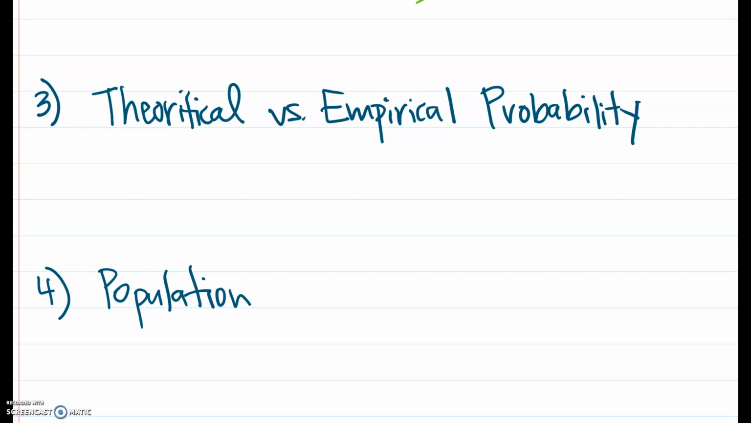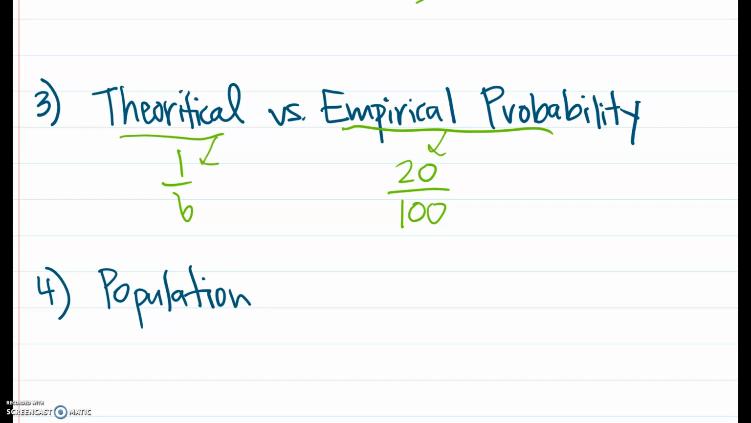And then this is a review from probably 8th grade, but I just wanted to clarify, theoretical probability is saying in theory, this should happen. Like in theory, we should roll a 6 on a die 1 out of 6 times, right? That's the theoretical. But say I actually did an experiment and out of 100 times, I got 20 of 100 were 6s. So this is what happened, and this is in theory what should happen.